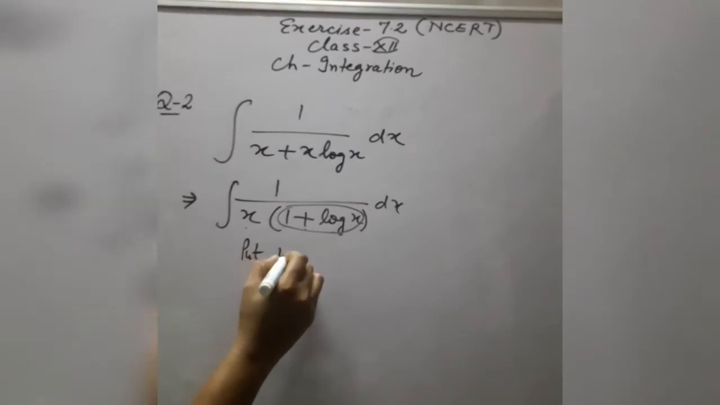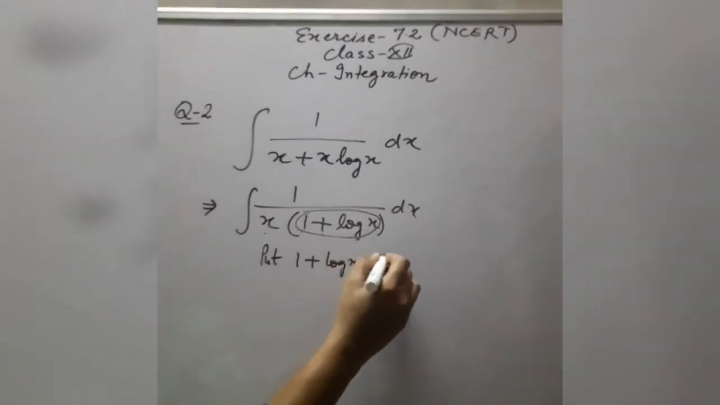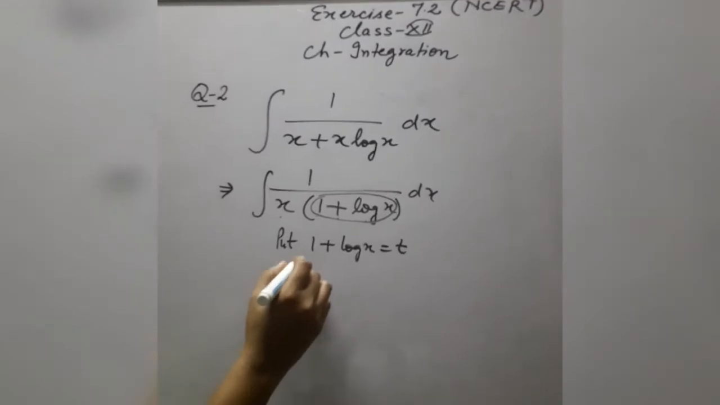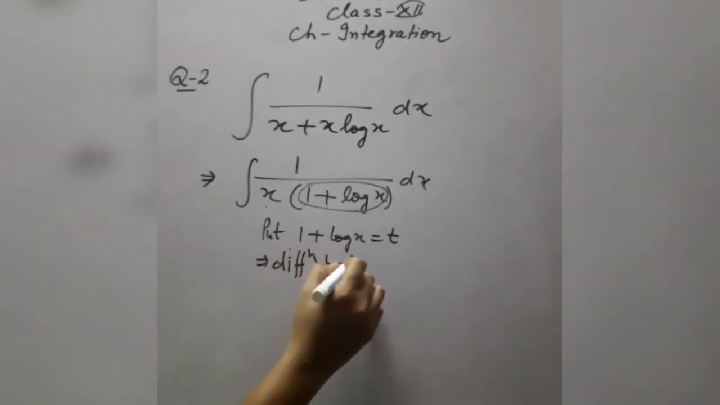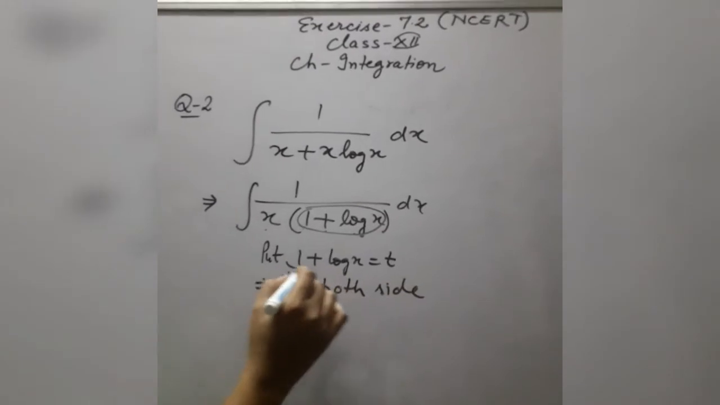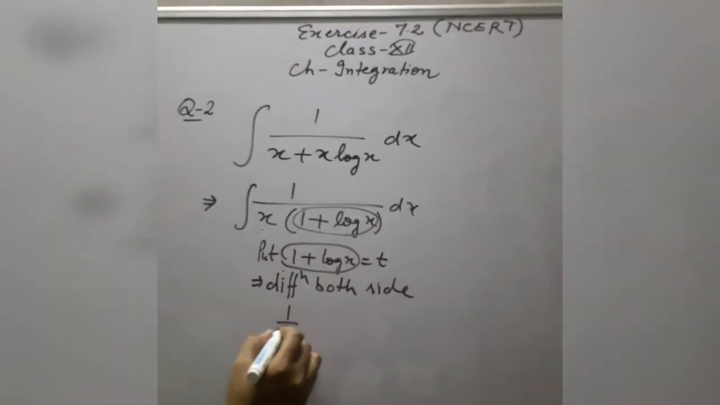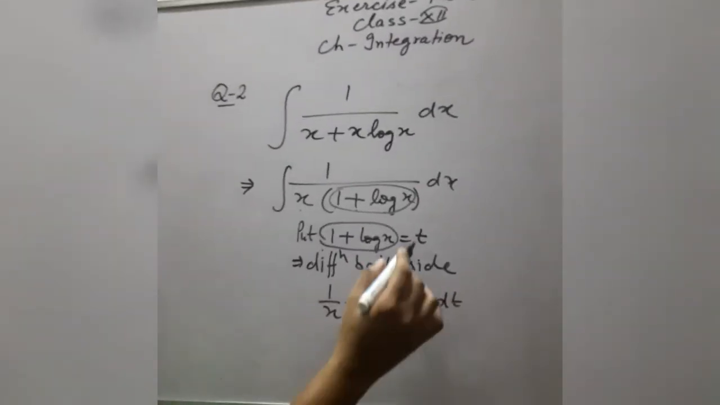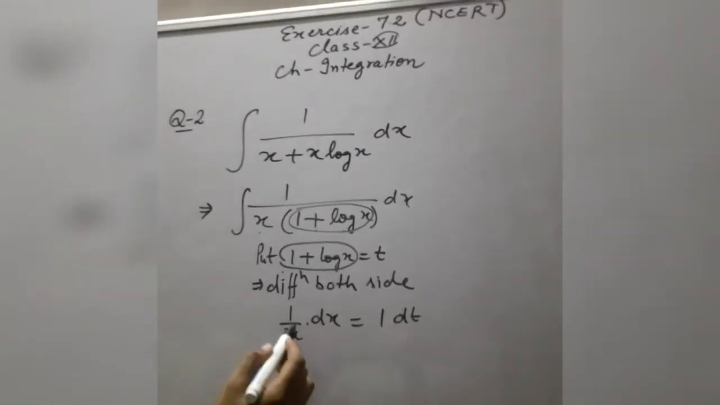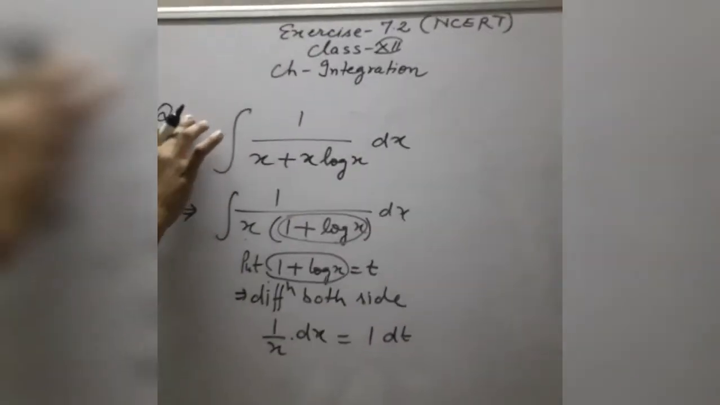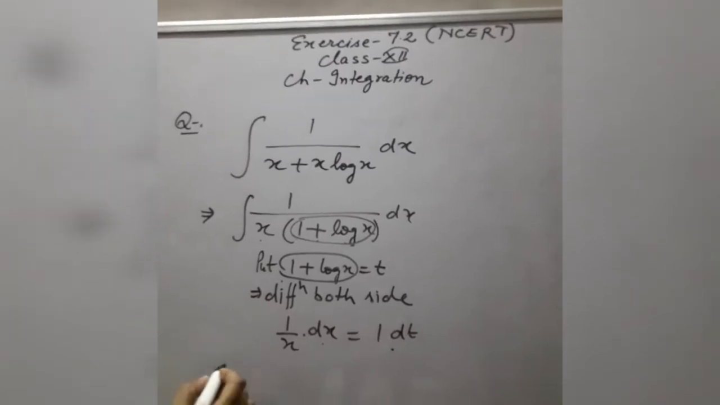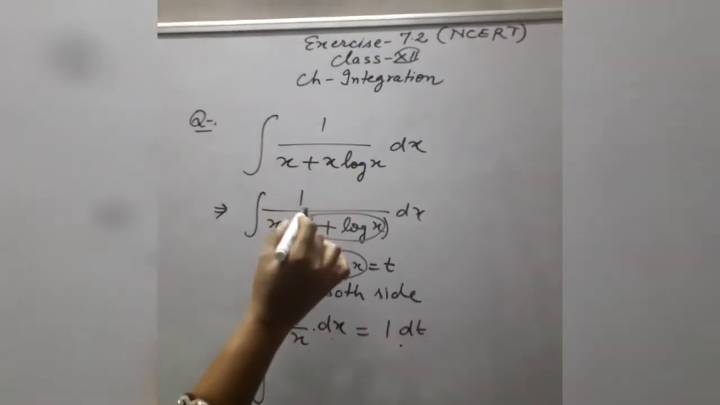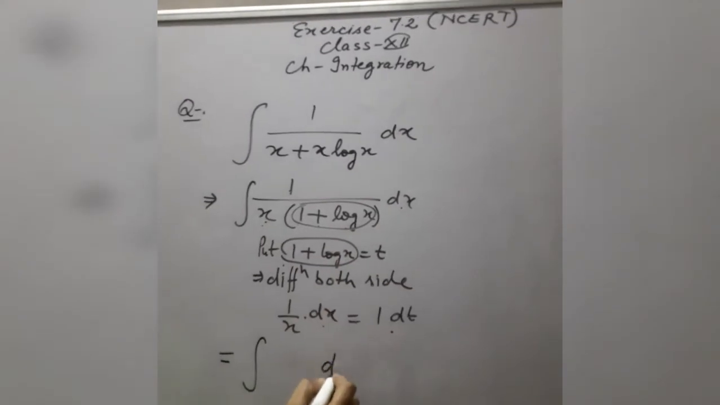You will put 1 plus log x is equal to t. Differentiating both sides with respect to x, you will get the derivative of 1 plus log x as 1 by x into dx, and I have written this dt on this side. The derivative of t with respect to t is 1. Now 1 by x into dx is equal to dt.